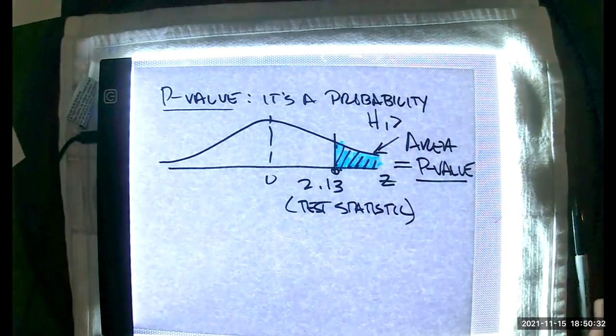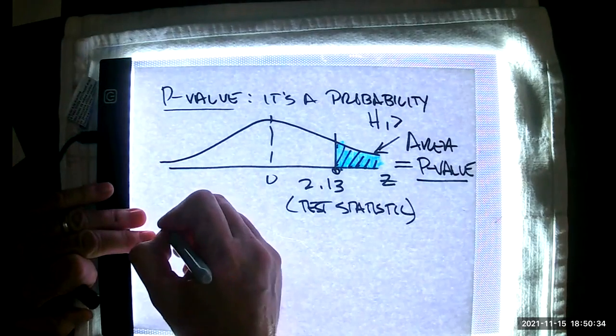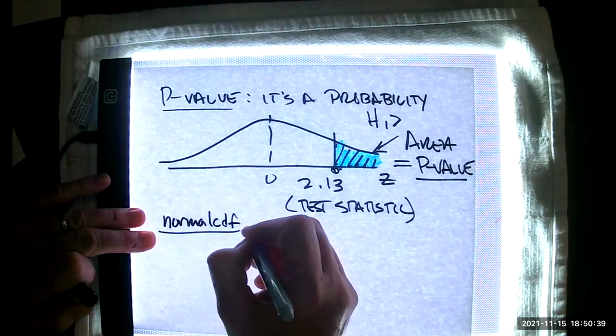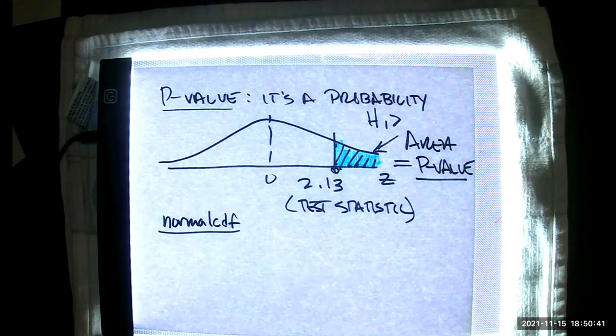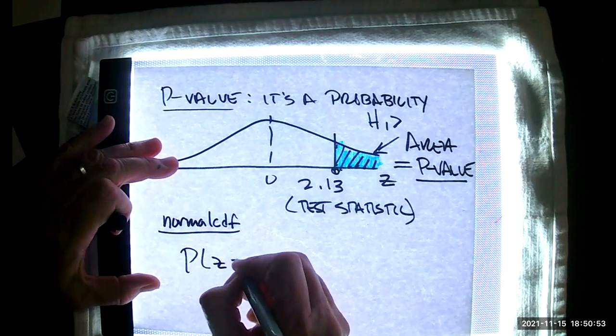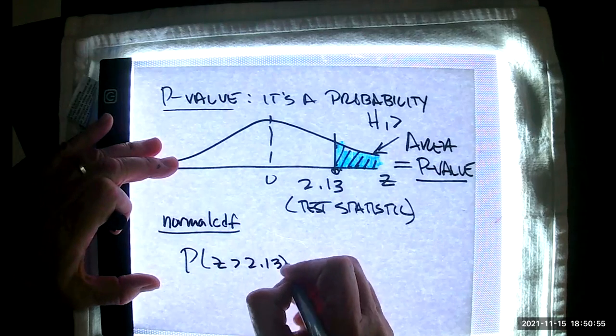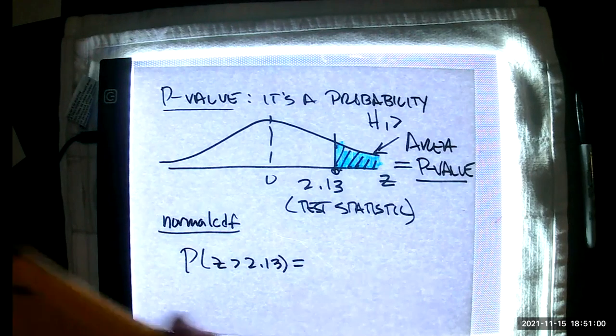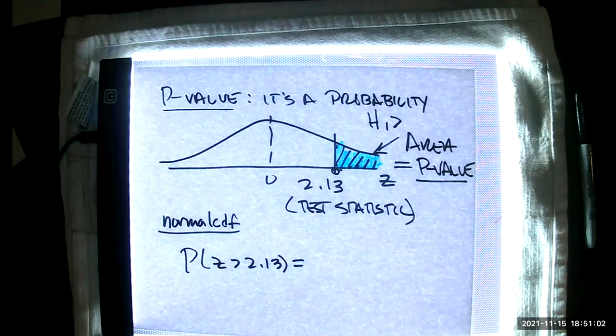So the way to answer the probability question is to find the area. And this is where you've got to go back and remember the tool to use, from 6.1 and 6.2, normal CDF. So we want to find the probability that Z is greater than 2.13. That's our p-value. Let me jump over to my calculator. I'll go through the keystrokes, and then we'll move on.